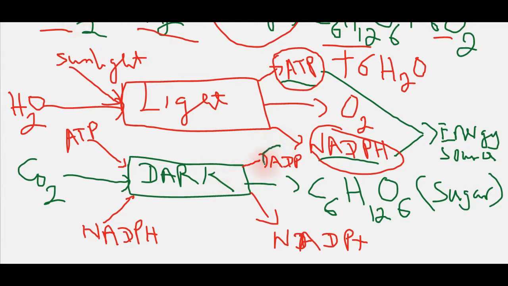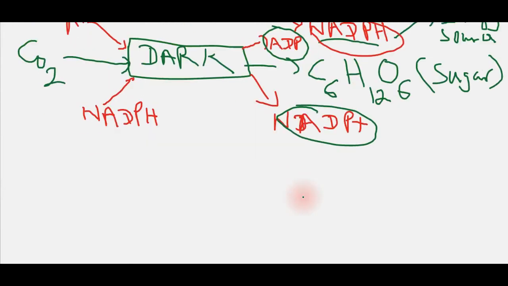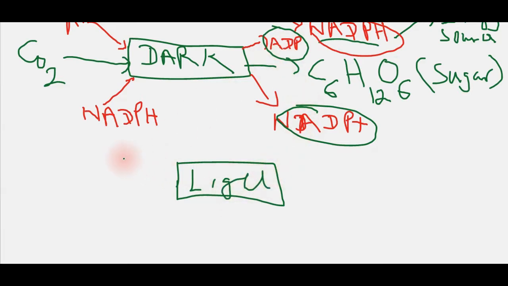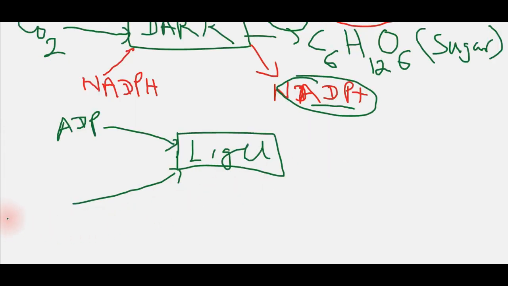The ADP and the NADP plus that are formed in the dark stage of the reaction will be sent back to the light stage of the reaction. So the ADP will be sent back to the light stage of the reaction, and also the NADP plus will be sent to the light stage of the reaction.